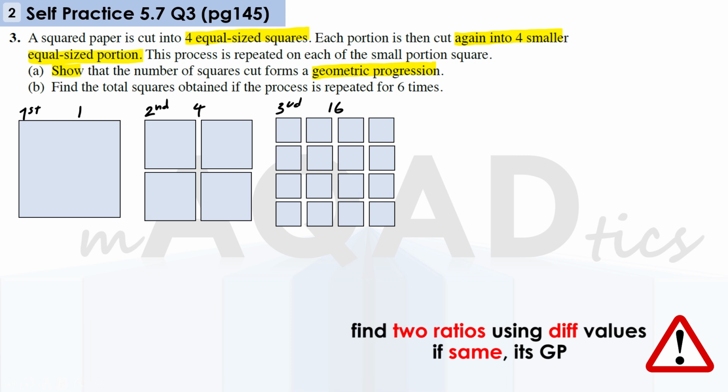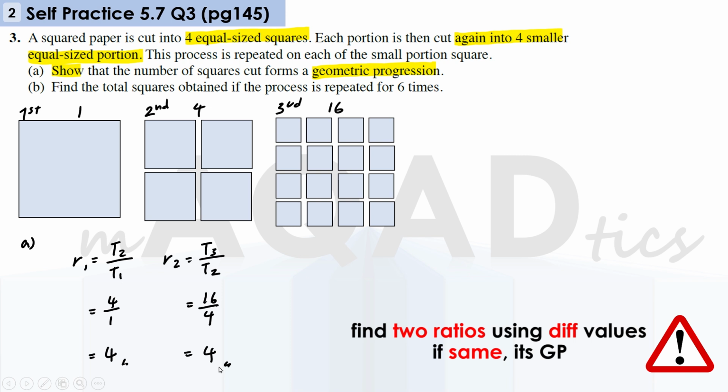Okay, so let's find out these 2 ratios first. For the first ratio, I will use the second term, which is 4, and the first term. Recall that to find the ratio, if you choose this value, you divide by the previous value. So t2 divided by t1, or 4 divided by 1, which is 4. Then for the second ratio, R2, you divide the third term by the second term. The third term is 16, the second term is 4. So 16 divided by 4 is 4.